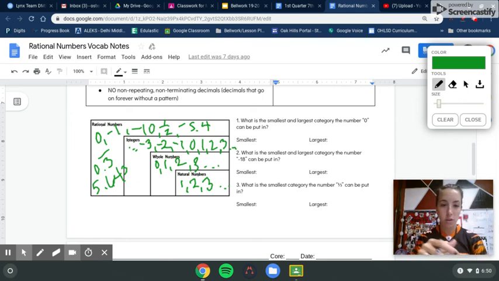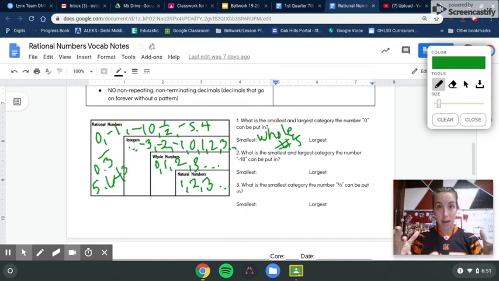Okay, so let's answer those questions off to the side. And this will be very similar to your first homework page. For topic 4, it says, what is the smallest and largest category for the number 0 that it can be put in? Okay, well, the smallest category is whole numbers because it's not a natural number. The smallest category is whole numbers. So we'll put whole numbers. And then the largest category that it can fit in, the biggest category that it can fit in, is rational numbers.